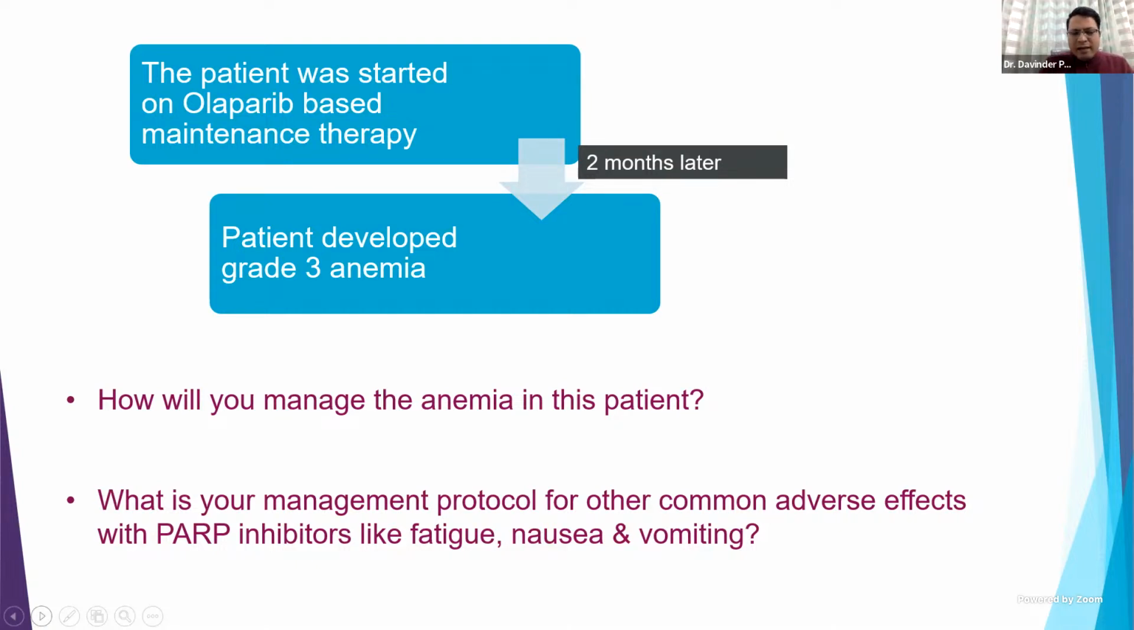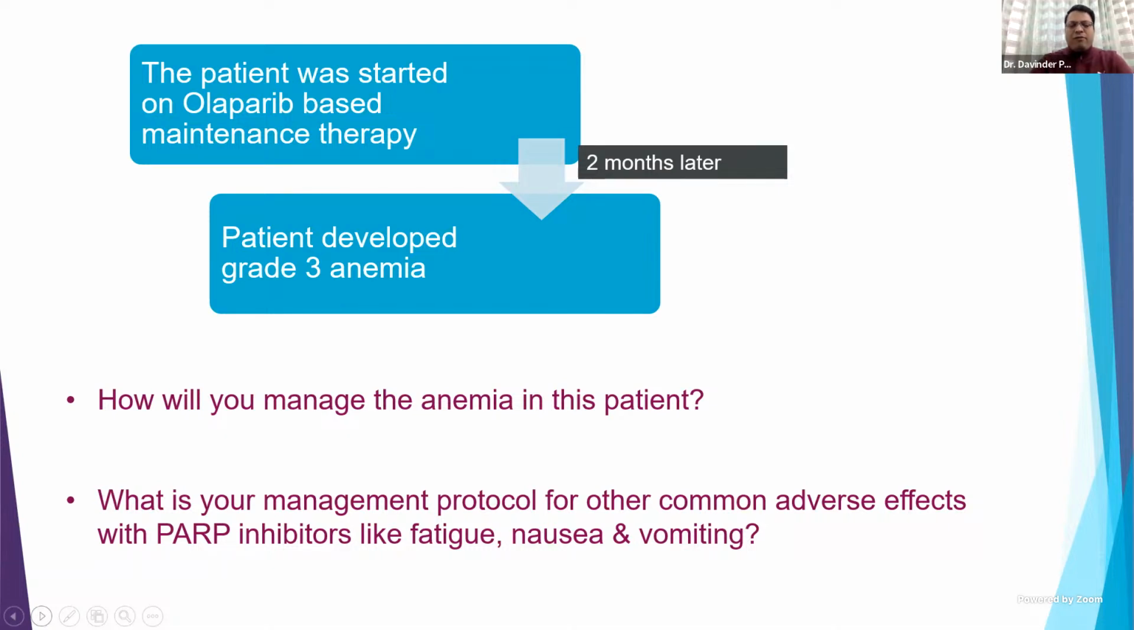And how to manage it? I'll skip a few slides and ask you: once the patient has grade 2 or grade 3 anemia or thrombocytopenia, what do you consider doing? Do you test for any vitamin deficiency, or any other test to see whether we can still continue the same dose, or do you do a dose reduction?